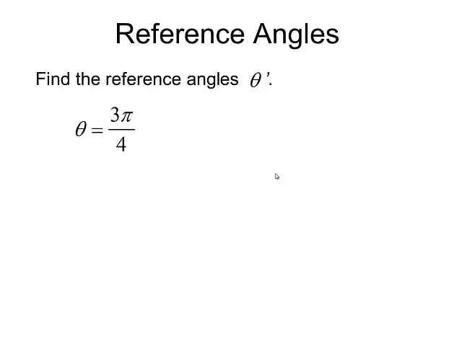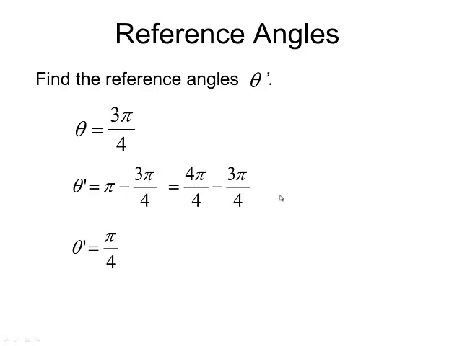3 pi over 4. 3 pi over 4 is almost 1 pi. It's between 1 pi and half a pi, so we're in quadrant 2. So we subtract 3 pi over 4 from 1 pi. And finding a common denominator, this is going to be 4 pi over 4 minus 3 pi over 4, which is 1 pi over 4.